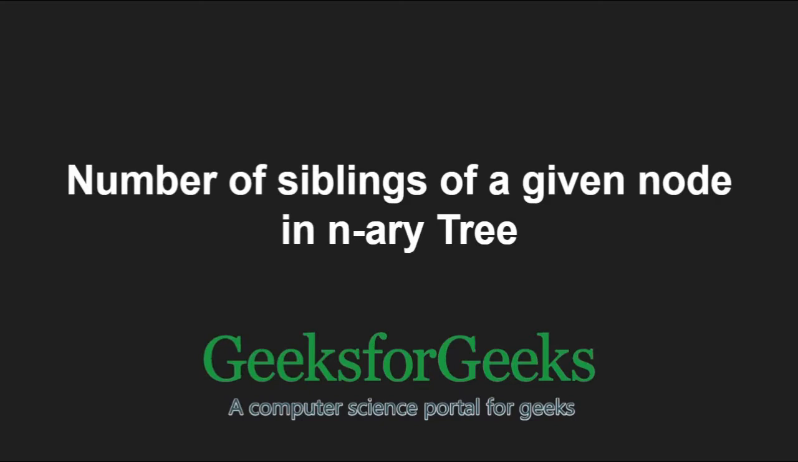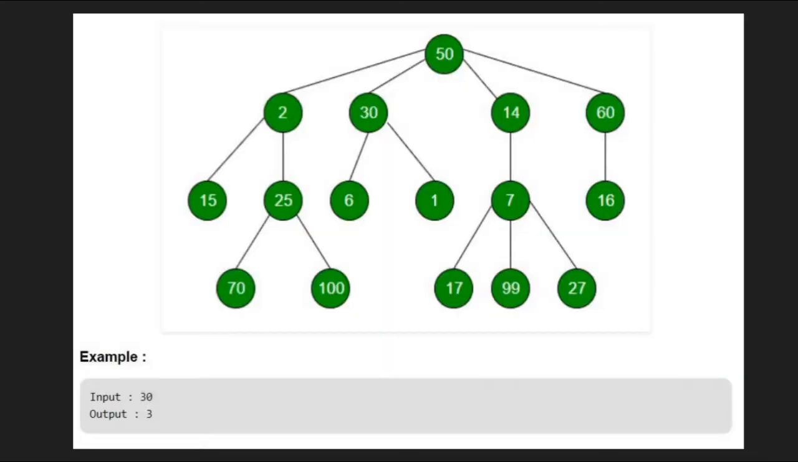In this video, we are going to understand the program which finds the number of siblings of a given node in an n-ary tree. First, let us take an example. For node 30, the number of siblings will be 3, which are 2, 14 and 60.